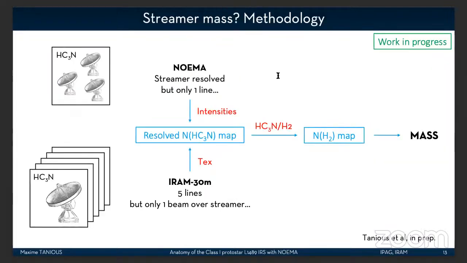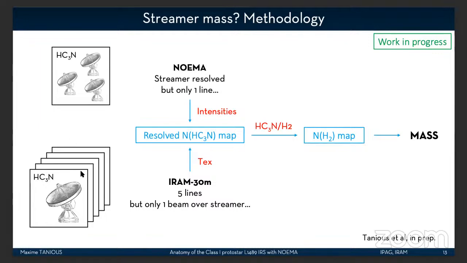So to come back to the streamer mass, this is work in progress. Basically, we want the mass of the streamer, and we have a resolved map with NOEMA, as I've shown you just previously, but we got only one line. And we want to derive a column density map of HC3N, and using one line, that means that we have to assume an excitation temperature.